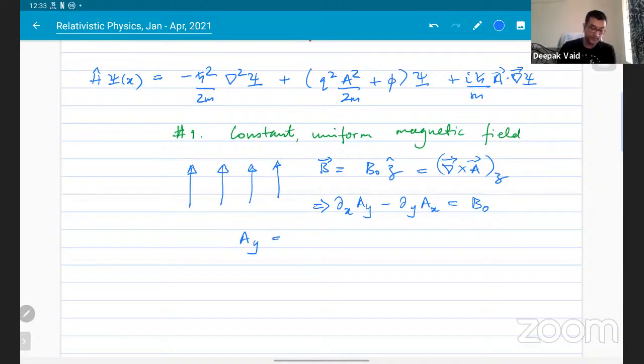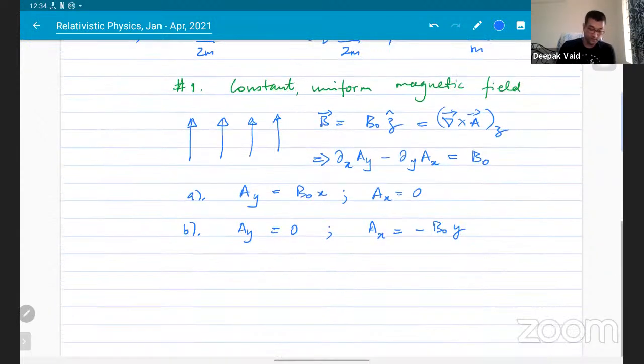One way to write this is you can say, let's say ay is equal to b naught times x, and ax is equal to 0. Another way to do it is you can say ay is equal to 0 and ax is equal to minus b naught times y. Okay, you can see that when you put this expression in here, when you take these derivatives, you will get b naught, right, in both of these cases.